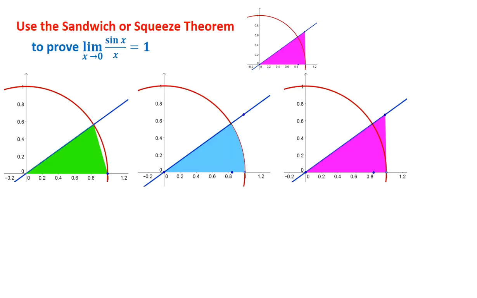We're going to use our new sandwich or squeeze theorem to prove a limit that we've already been using. So we're going to try to prove this theorem using our new theorem. And to do this, we're going to compare three different regions.